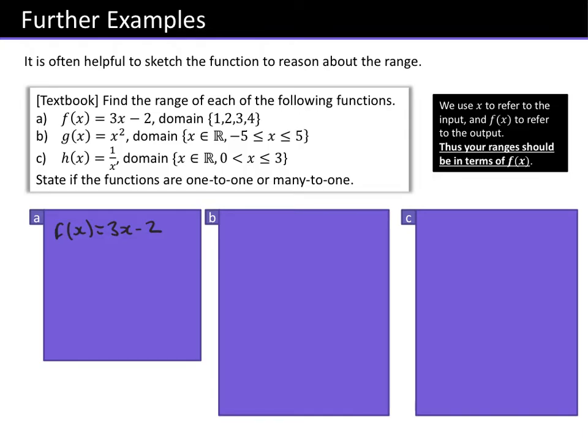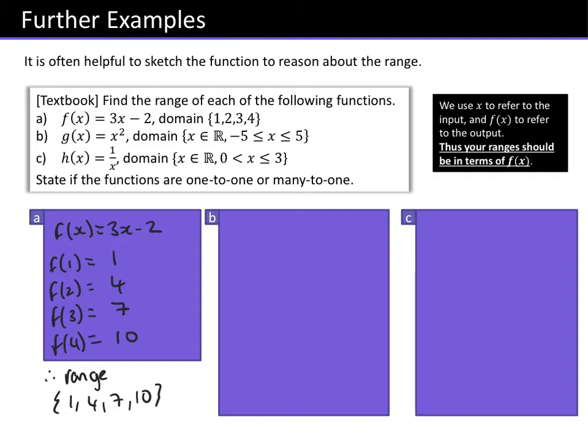So in this case, I've got f of 1 equals, f of 2 equals, f of 3 equals, and f of 4 equals. F of 1, 3 times 1 is 3, minus 2 is 1. F of 2, 2 times 3 is 6, minus 2, 4. F of 3, 3 times 3 is 9, minus 2, 7. 4 times 3 is 12, minus 2, 10. So the range, is everyone happy that those three dots mean therefore? Therefore, the range, and we need to use these types of curly brackets, is 1, 4, 7, 10, because it's a specific range.